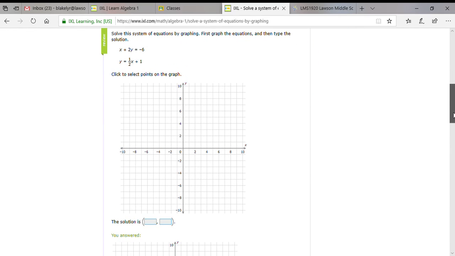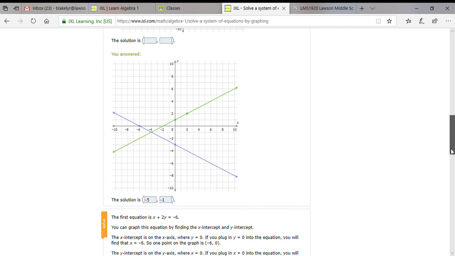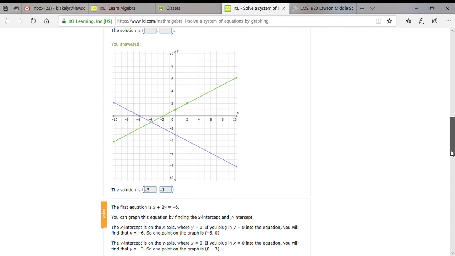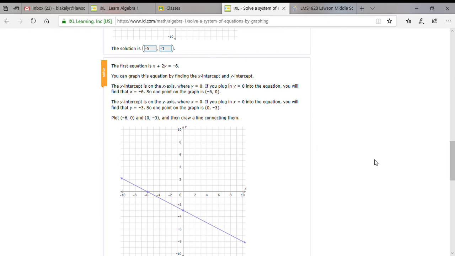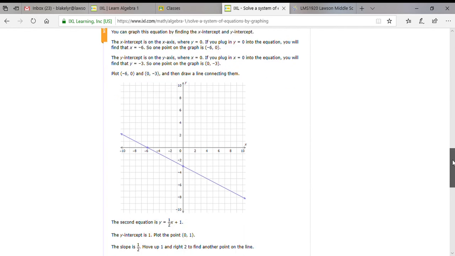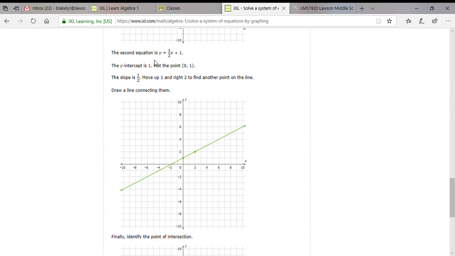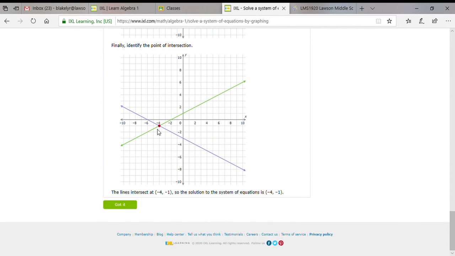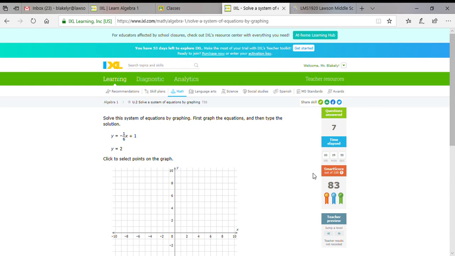When you scroll down, it says graph, so it shows you the problem. Your graph should have looked like that. The first equation gives you some insight on how to do that. So again, find your intercepts: -6, 0 and 0, -3. We actually did that right. The second equation is slope-intercept, so do that, and then find that. So it got it. Move on to one more.